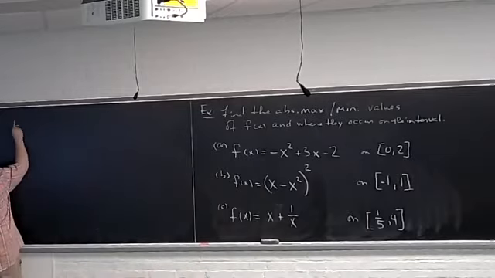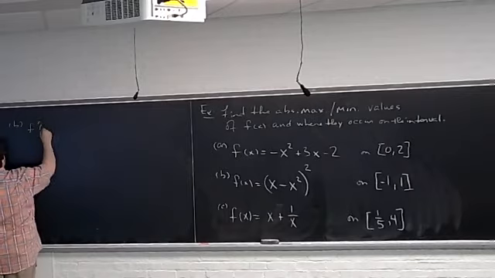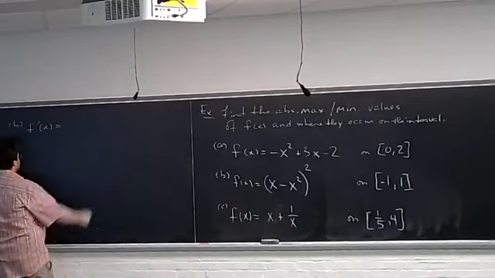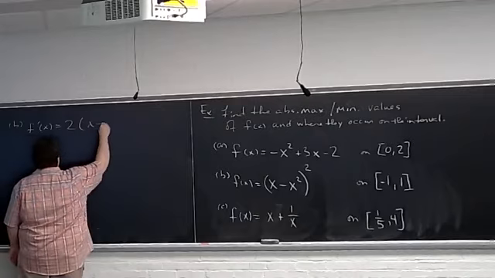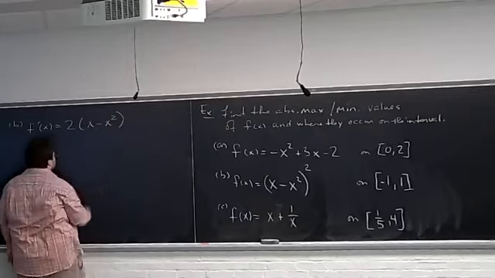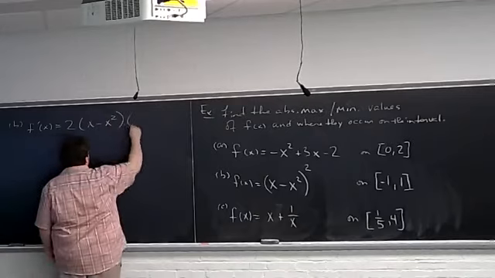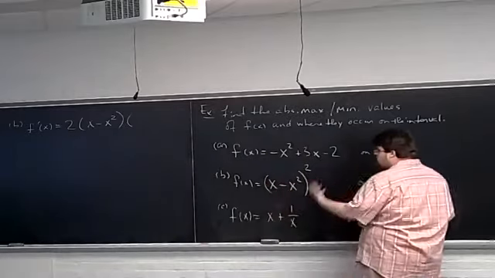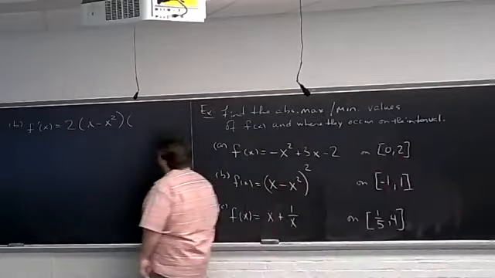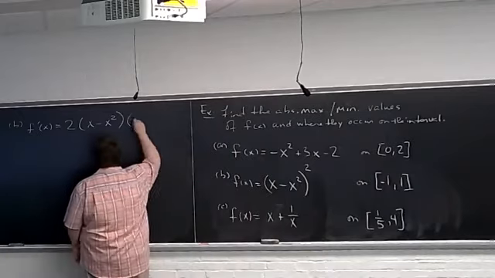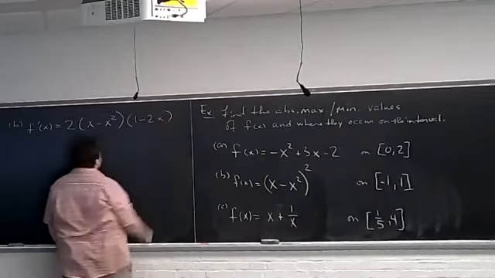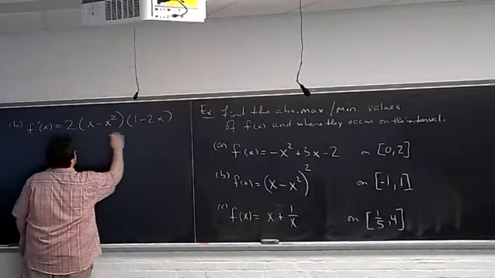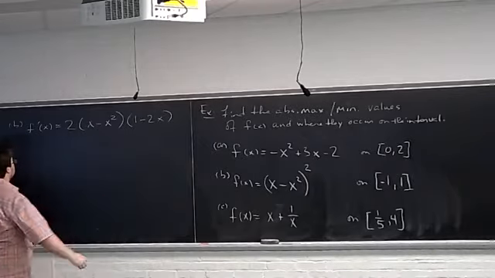Part B. We have here a function squared. Derivative of a function squared is 2 of them to the first, times by chain rule the derivative here. If you wanted to write the details, you would let u equal x minus x squared. Du is 1 minus 2x, or du dx is 1 minus 2x. And dy du is 2u. So here we have the 2u du dx.